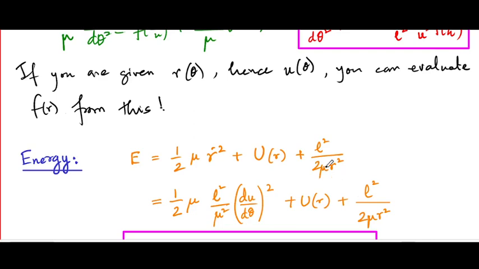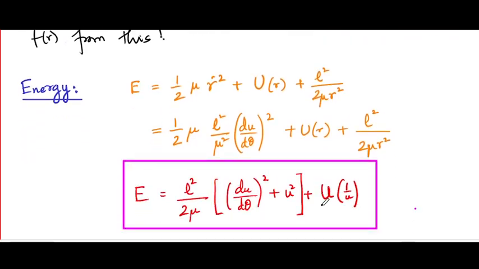But now notice that this is becoming L square by 2 mu u square. This is actually becoming L square by 2 mu du d theta whole square. And U of r in terms of small u becomes capital U of 1 over small u. So the energy conservation equation takes this particular form, L square over 2 mu du d theta whole square plus u square plus capital U of 1 by u.